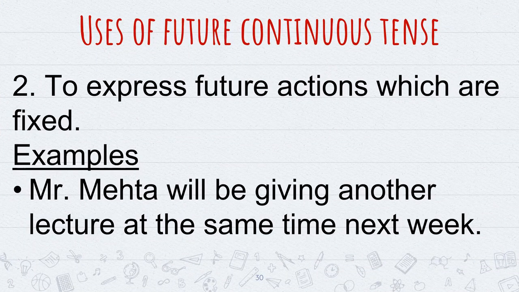The next use of future continuous tense is to express future actions which are fixed. For example, Mr. Mehta will be giving another lecture at the same time next week. That means this action is fixed.